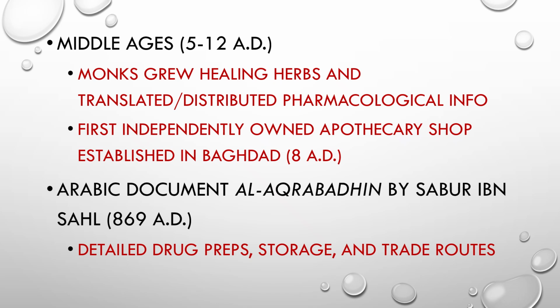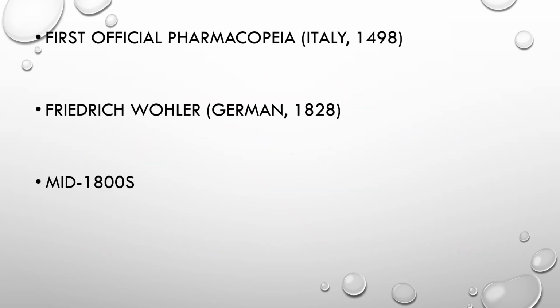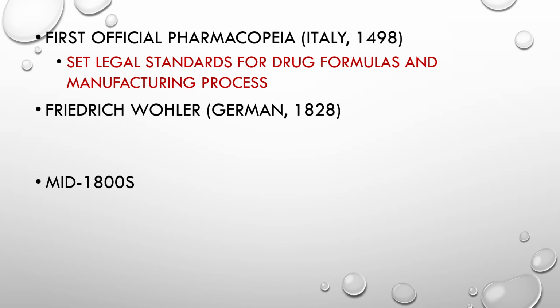routes. If we're thinking about before we had planes and all of that, trade routes were part of their documentation about drugs, because it was where you could get these, especially plants or different things that were being created and distributed around the world. So trade routes were part of that pharmacology back then. The first official pharmacopoeia, think of an encyclopedia, but just for drugs, was written in Italy in 1948. This had some of the legal standards for making and manufacturing drugs.